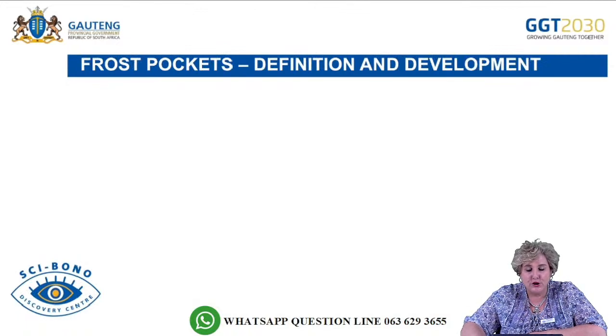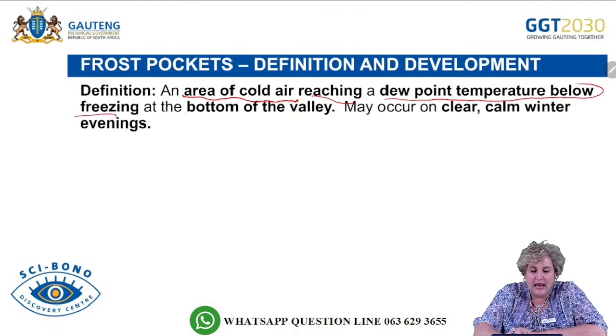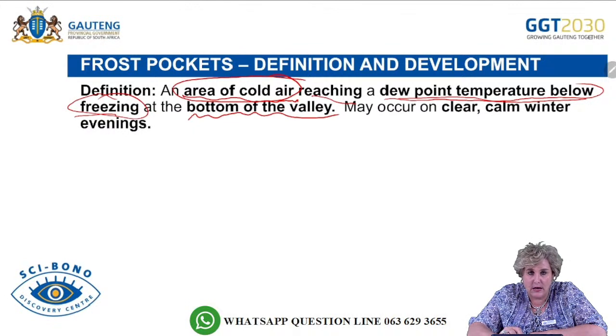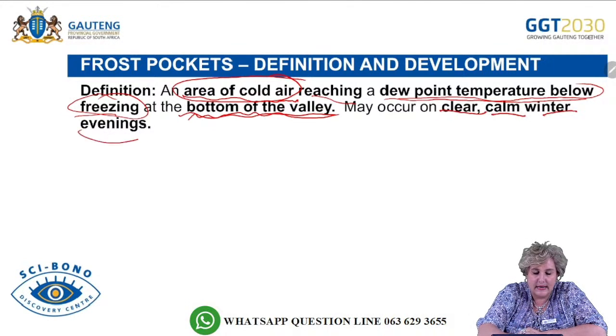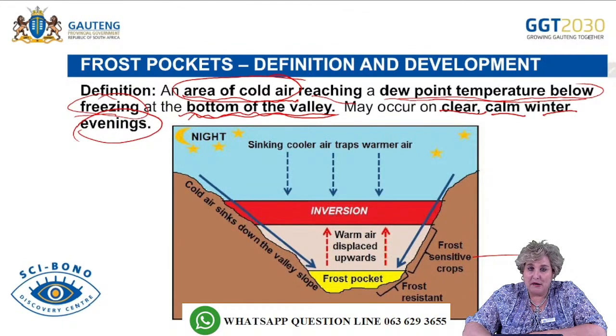Okay, what is a frost pocket? The definition and development of a frost pocket. A frost pocket is the area of cold air reaching dew point temperature below freezing, and it occurs at the bottom of the valley. So, I repeat again, it's the area of cold air that will reach a dew point temperature which is below freezing, below 0 degrees. And this occurs at the bottom of the valley. It may occur on clear, calm, winter evenings, when my frost pocket will develop.